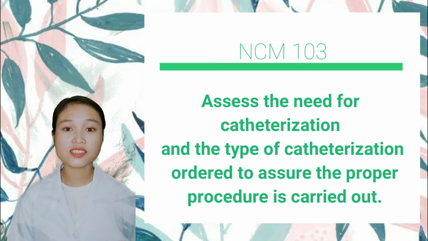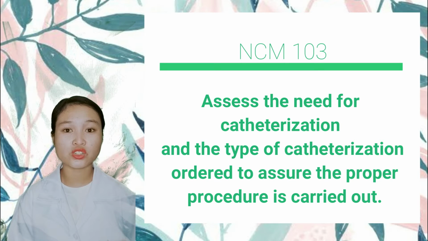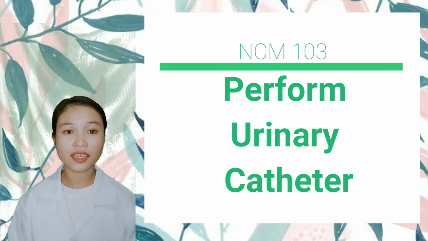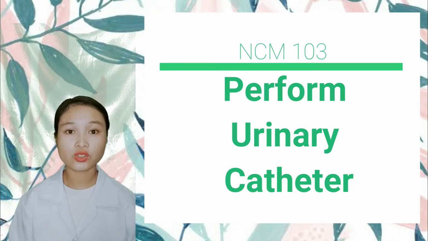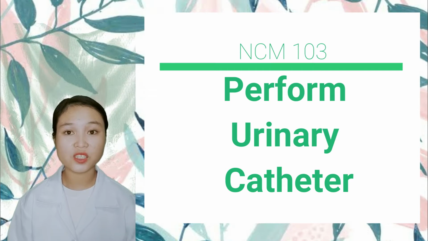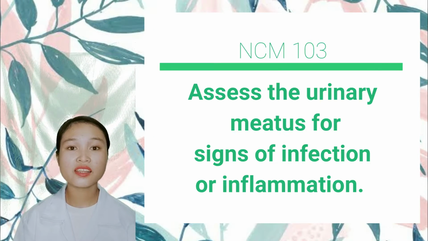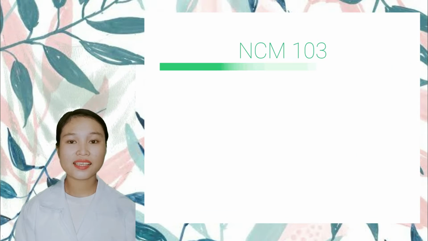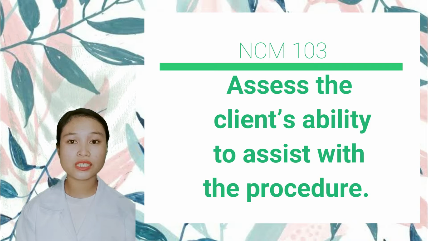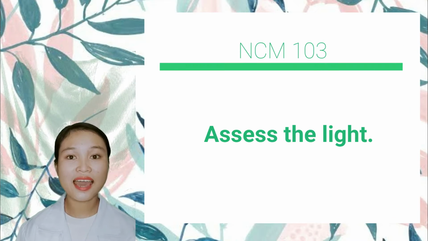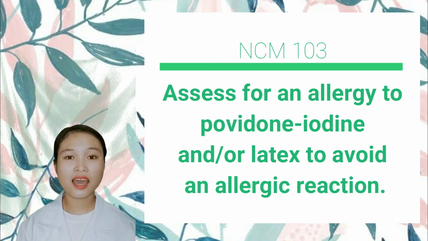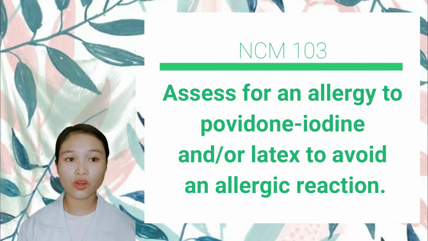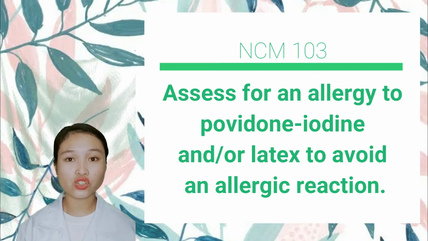Assess the need for catheterization and the type of catheterization ordered to assure the proper procedure is carried out. Assess for the need for perineal care prior to catheterization to reduce the transmission of microorganisms. Assess the urinary meatus for signs of infection and inflammation. Assess the client's ability to assist the procedure. Assess for an allergy to povidone iodine and or latex to avoid an allergic reaction.